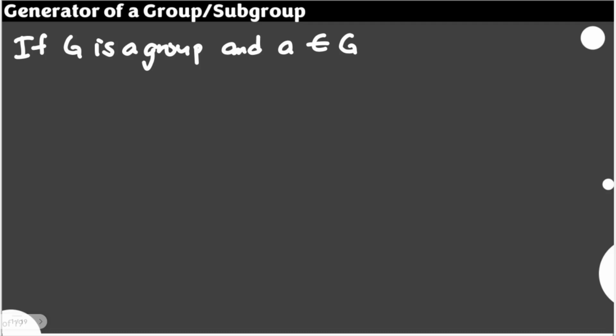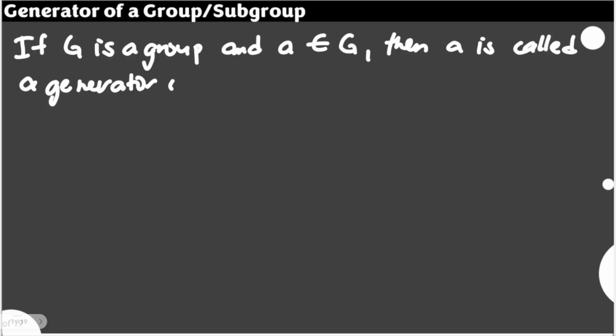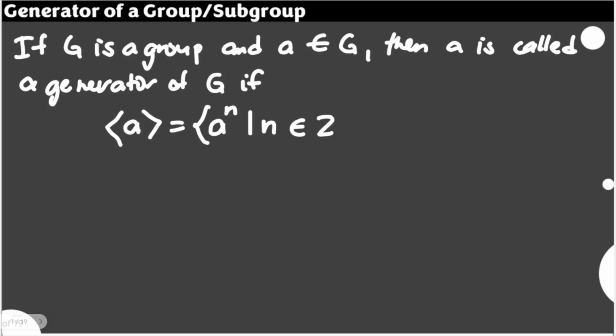Now let's start with the generator of a group. Let's say G is a group and a is an element of that group, then a is called a generator of G if, this is the notation, when we operate that certain element to itself, in this case it's the set containing a to the power of n for all n an element of the set of integers, meaning we're going to operate a to itself n number of times, it will be equal to G. Then again, a is a generator of your group G.